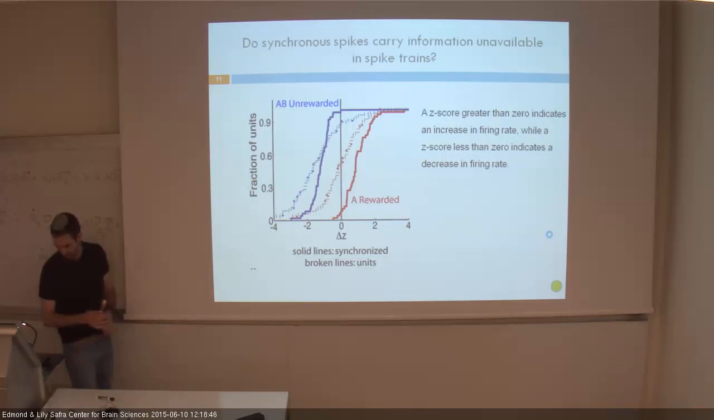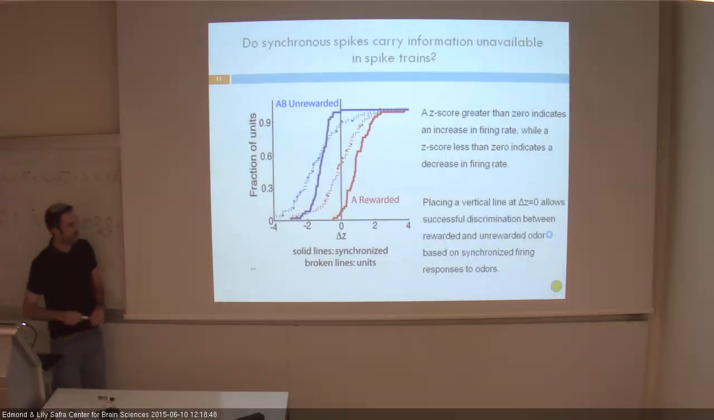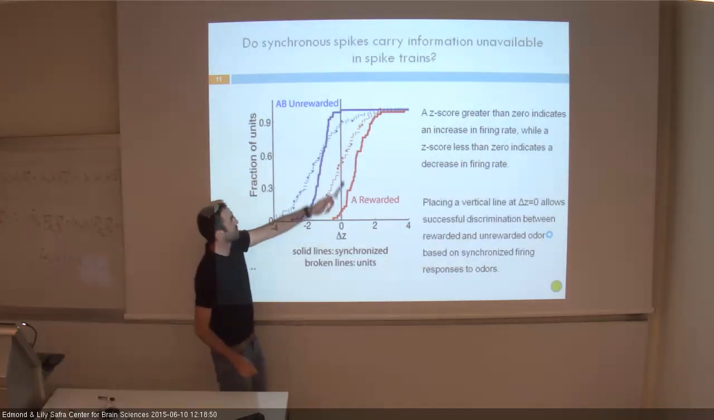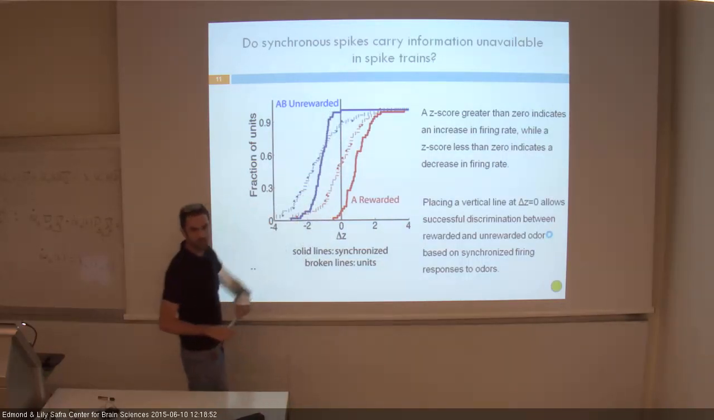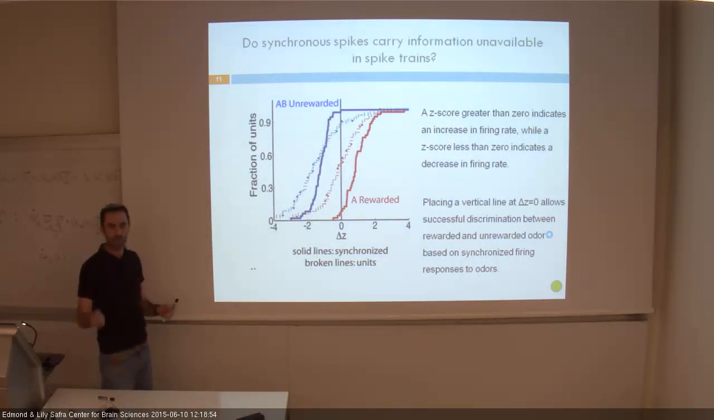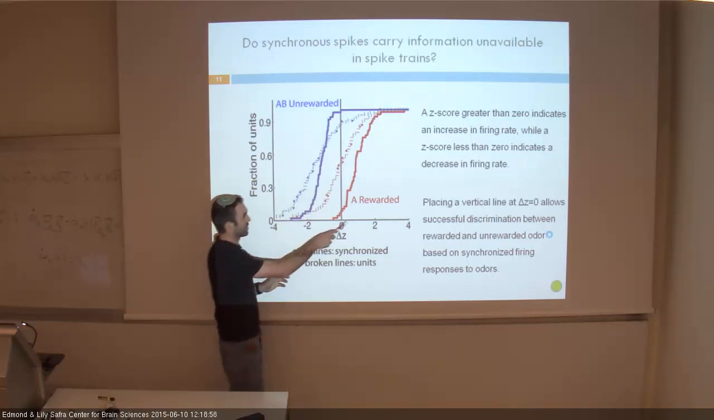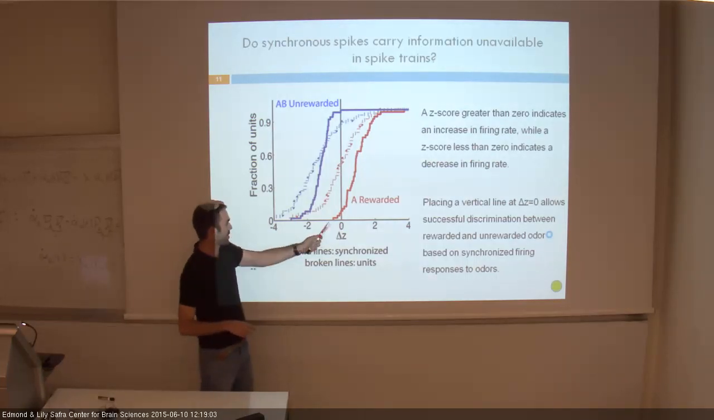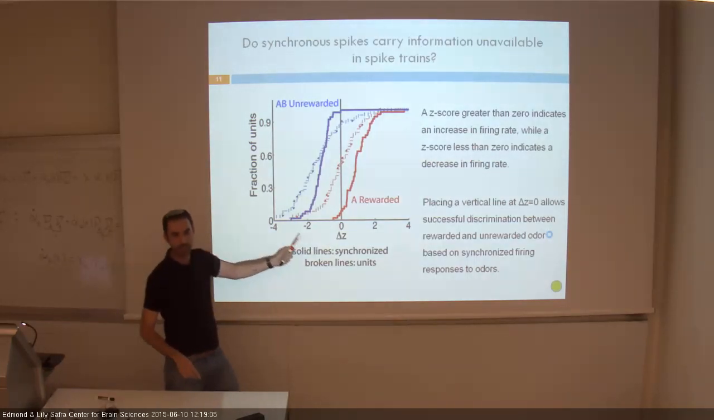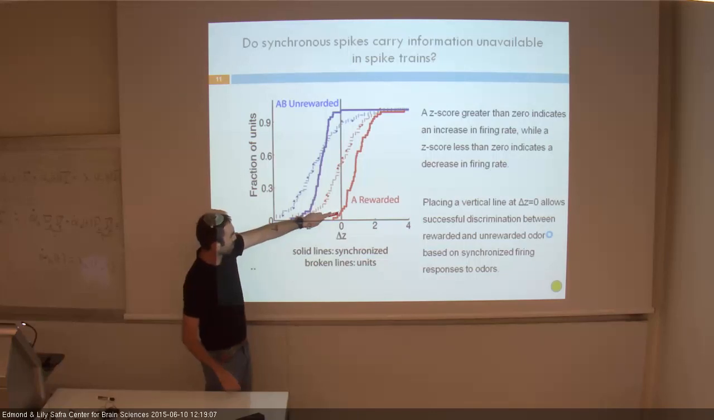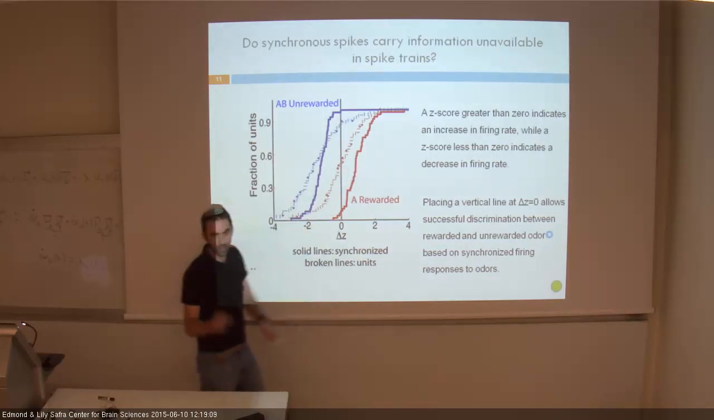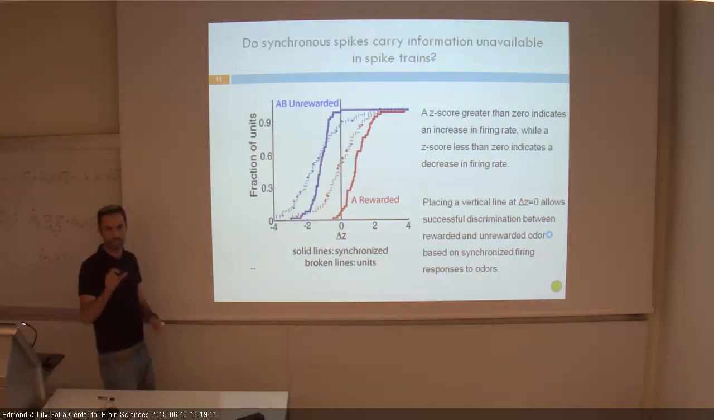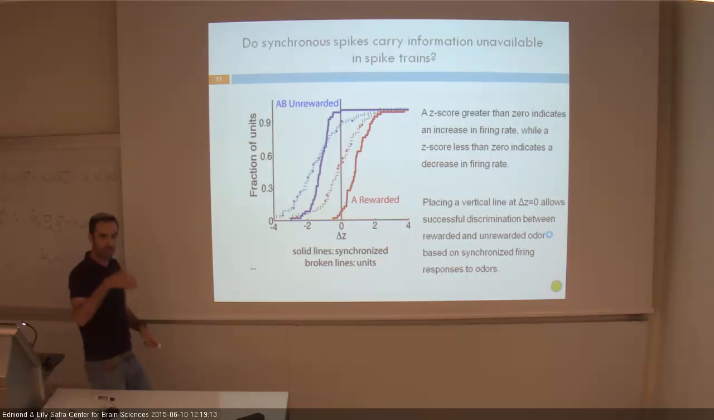So why is this graph amazing? Because if you take this vertical line, delta Z equals 0, you can really discriminate between a rewarded order and an unrewarded order. For example, if I get a positive delta Z, I know that this is a rewarded order. And if I get a negative delta Z, I know that this is an unrewarded order, almost in all cases. So if I look only at this measure, this delta Z of the synchronized spike, I can know what kind of order it is.